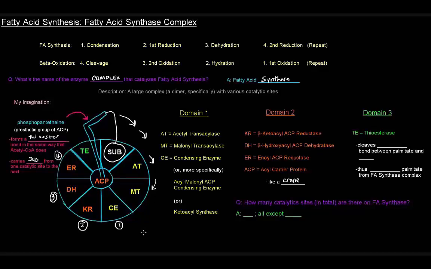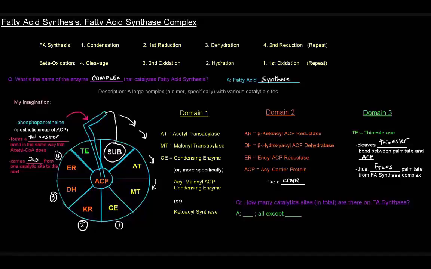At a certain point, we'll create palmitate. After we've had enough rounds to yield palmitate, once palmitate is attached to the ACP, domain 3 with the thioesterase cleaves the thioester bond between palmitate and the ACP, and that frees palmitate from the fatty acid synthase complex. So then, after all that has happened, you release that fatty acid into the cytosol.